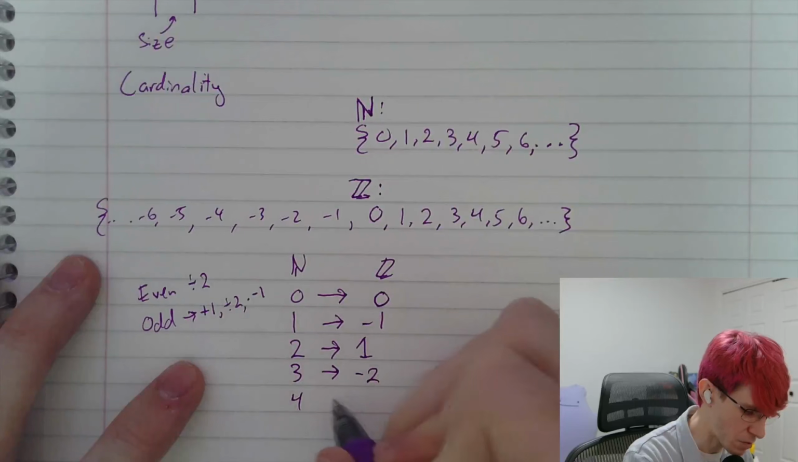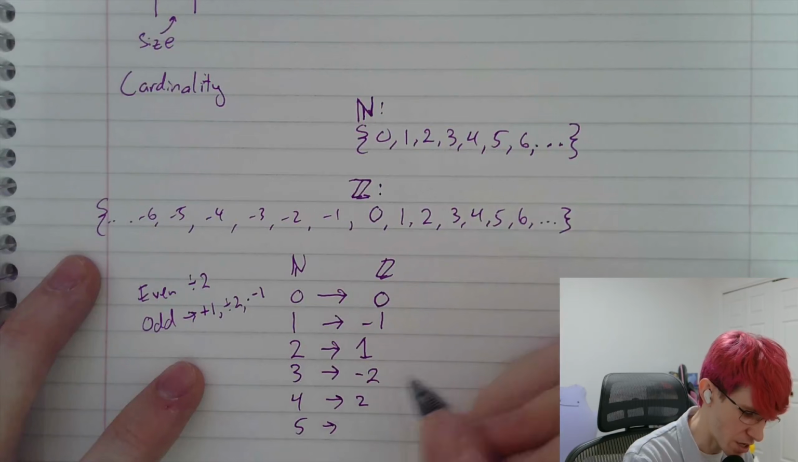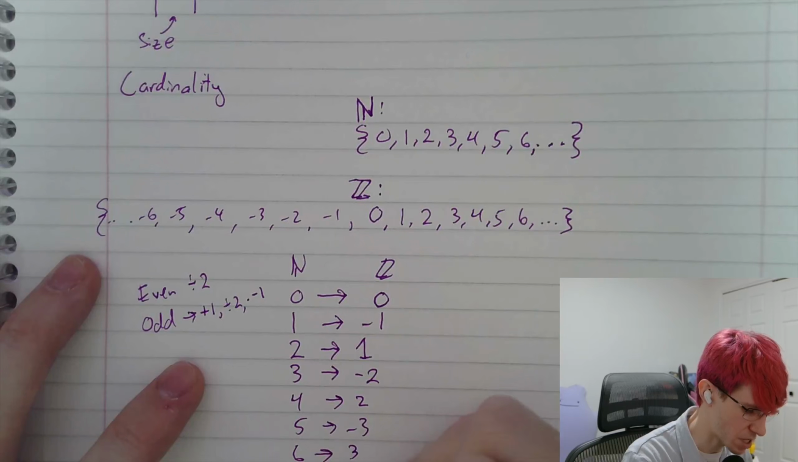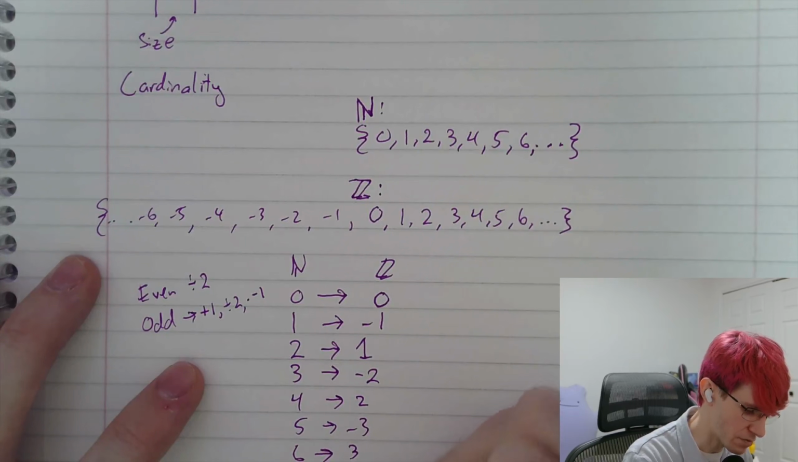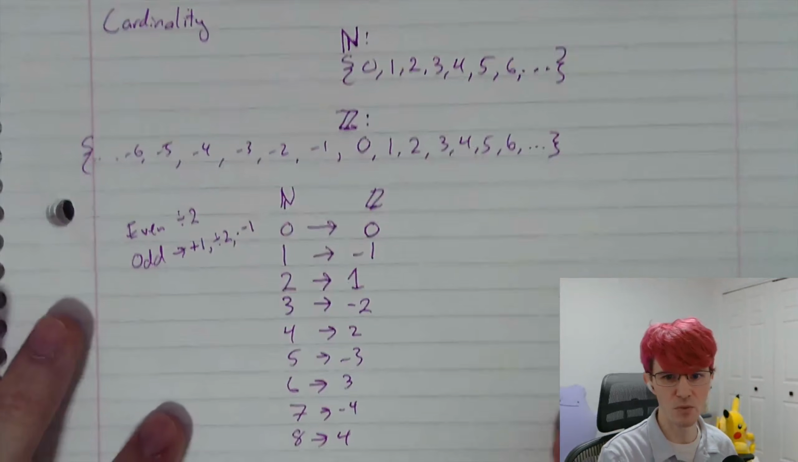And then the pattern will continue like this forever and ever. So 5 is going to go to -3. 6 goes to +3. 7 is going to go to -4. When you go to 8, it's going to go to +4, and so on and so forth. You can't even see what I'm writing anymore.